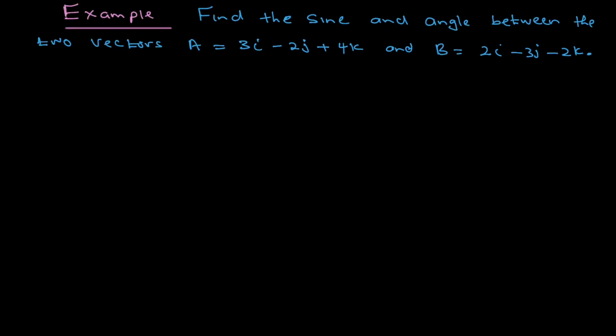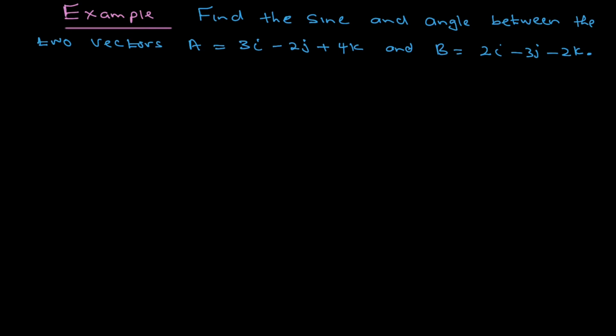So here's a question that says, find the sine of the angle between the two vectors A, which is that vector, and B, that vector. So first thing is they're asking for the sine, and that gives us the clue that we're using the vector product or cross product here, and then we can also find the angle.